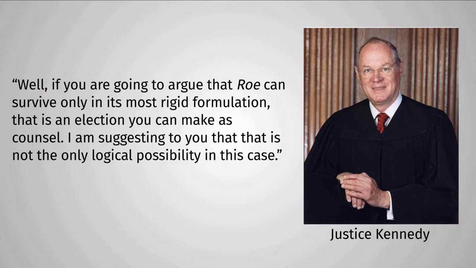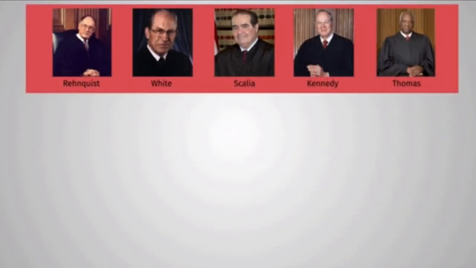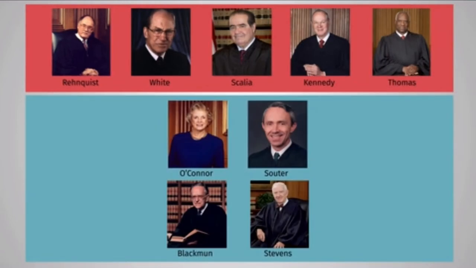Now, immediately after Casey was argued, we had a 5 vote block who emerged at the conference who were looking to overrule Roe, and this was Chief Justice Rehnquist, Justices White, Scalia, Kennedy, and Thomas, who would have all upheld the Pennsylvania laws. Now, this left in dissent Justices Blackmun, O'Connor, Stevens, and Souter, all 4 dissenting justices, by the way, appointed by Republican presidents.